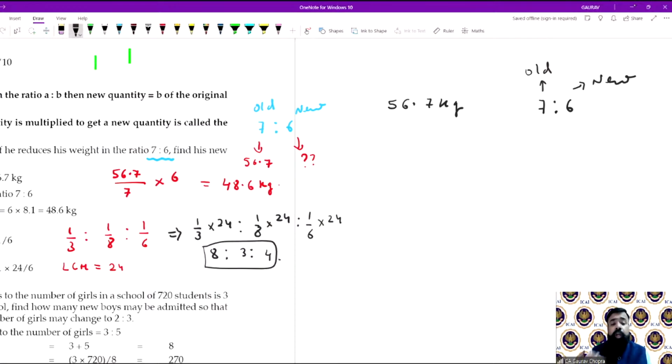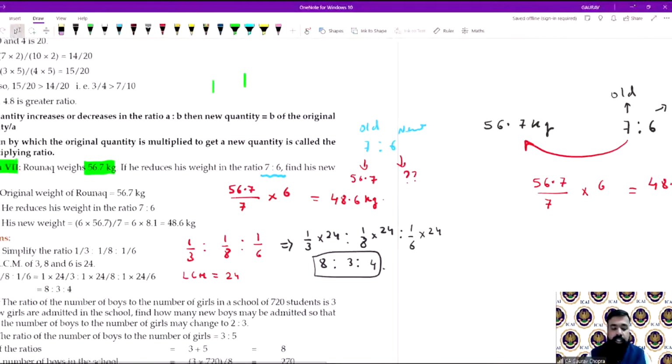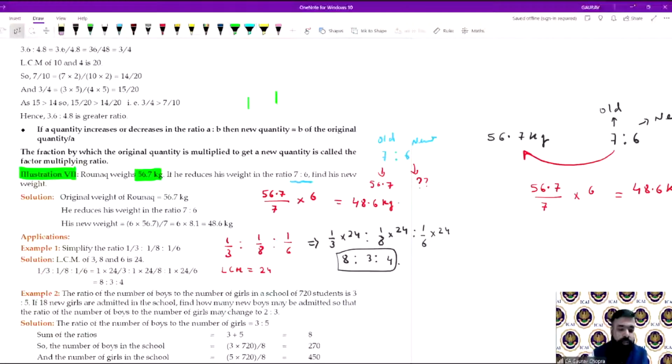So now we can say that this 7 is basically denoting 56.7 kg. Then how much will be the value of 6? So we can write it as 56.7 upon 7. Now multiply with the new number, that is 6, and we can get the result as 48.6 kilogram.